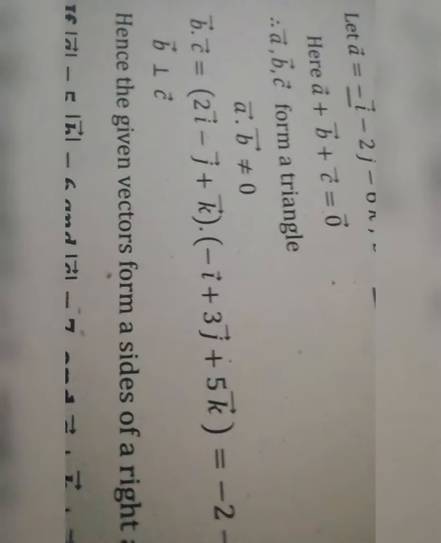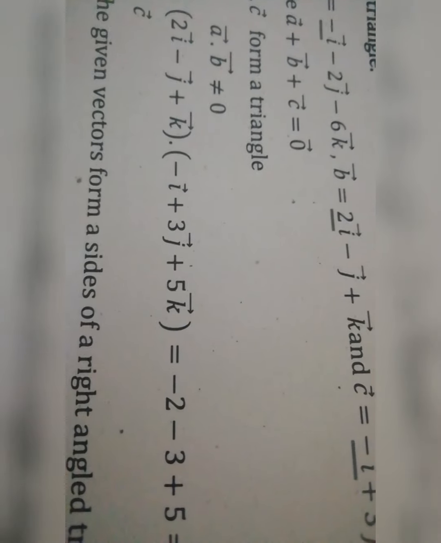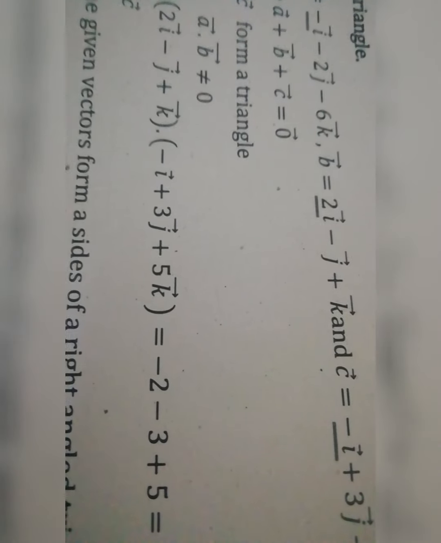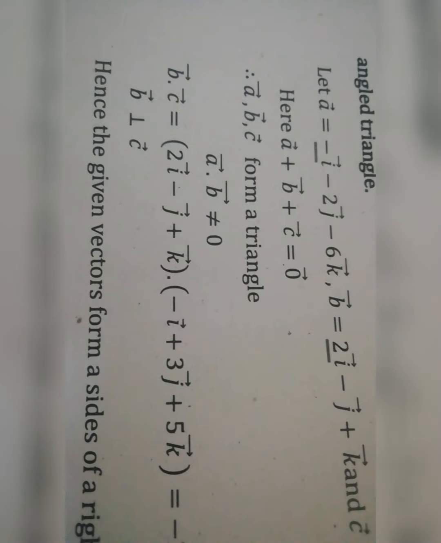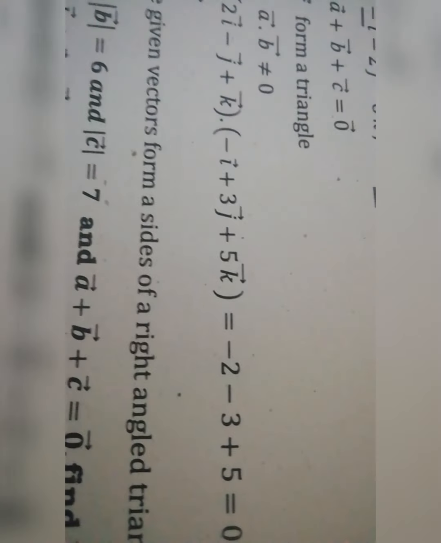So you can take the b vector dot c vector. See, 2 into minus 1, minus 2. Minus 1 into 3, minus 3. 1 into 5, 5. So we get the answer 0. Therefore b and c are perpendicular. Therefore it forms a right angle triangle.